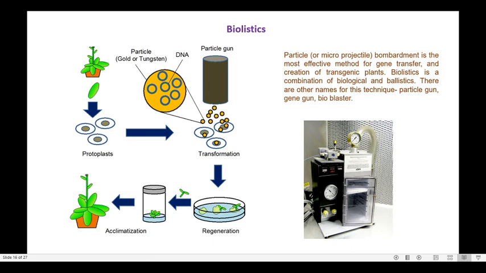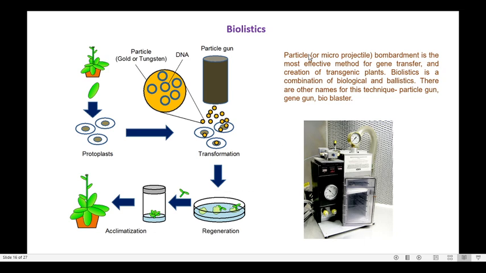The next technique is biolistics. This is also called the gene gun. Particle bombardment is the most effective method for gene transfer and creation of transgenic plants. Biolistics is a combination of biological and ballistics. There are other names for this technique: particle gun, gene gun, and bioblaster. This technique is one of the widely used techniques in plant genetic engineering or plant transformation.